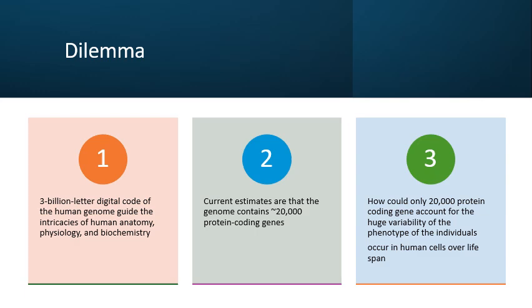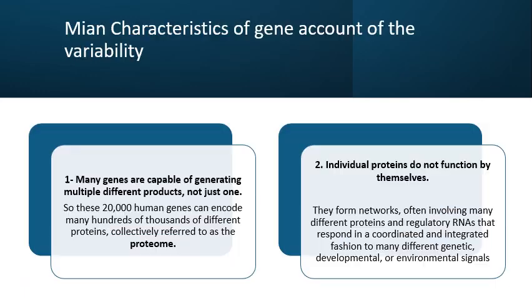However, we discussed in chapter 2 that the current estimate is that there are only 20,000 protein coding genes. So how could these 20,000 protein coding genes account for the huge variability of phenotype of an individual? Two main characteristics of genes account for this variability. The first is that many genes are capable of generating multiple different products, not only one. So these 20,000 human genes don't produce only 20,000 proteins, but rather they encode hundreds of thousands of different proteins, what we refer to collectively as the proteome.